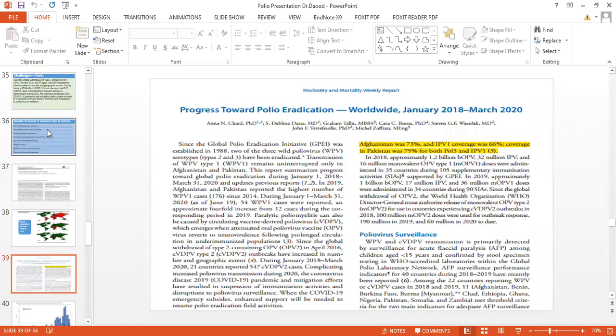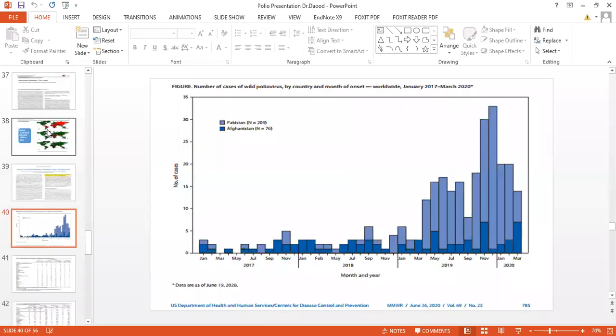And till 2020, we have been able to achieve vaccination coverage of OPV and IPV. For both OPV and IPV, Pakistan has been able to cover 75% of the population. As the figure showing the comparison, the number of cases, Pakistan still has 2,209 cases till March 2020.